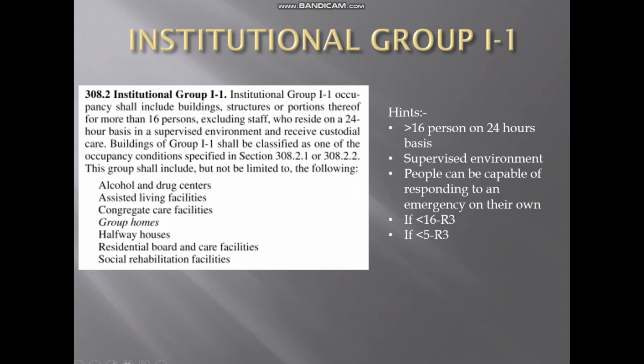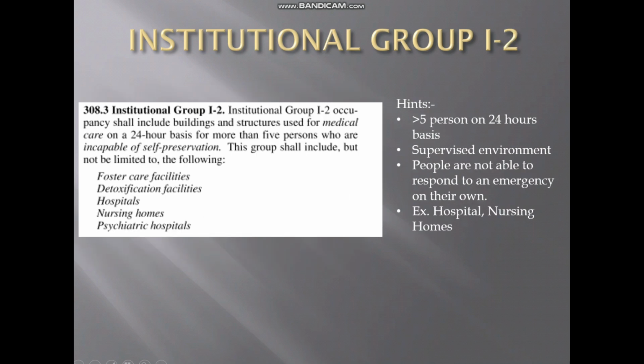If there are fewer than 16 people, then this will go to the residential group, that we will discuss now. So more than 16 people should be there on a 24-hour basis in a supervised environment. In I2, there should be more than 24 people on a 24-hour basis in a supervised environment. Same thing, but the quantity of people is different.